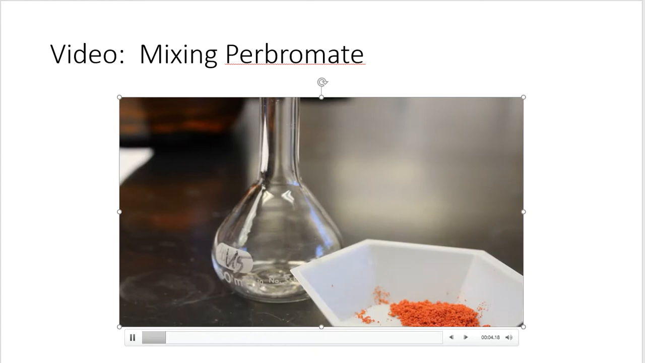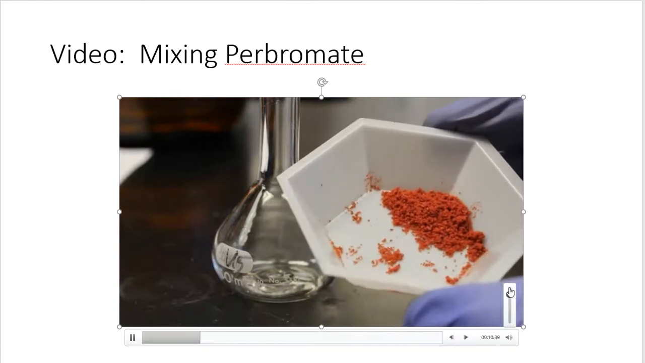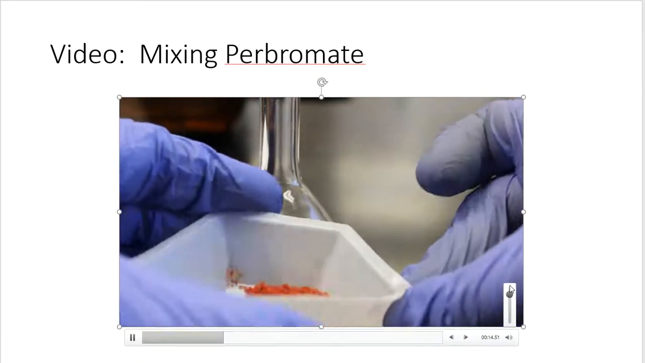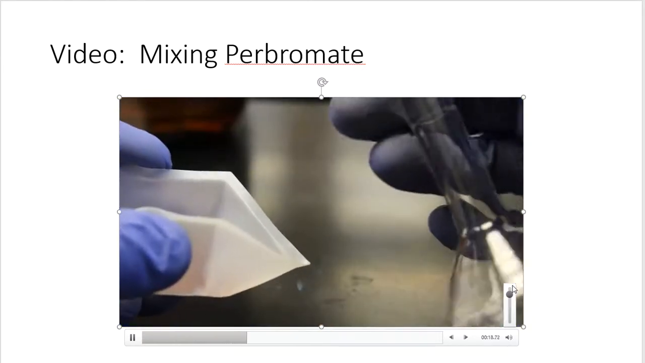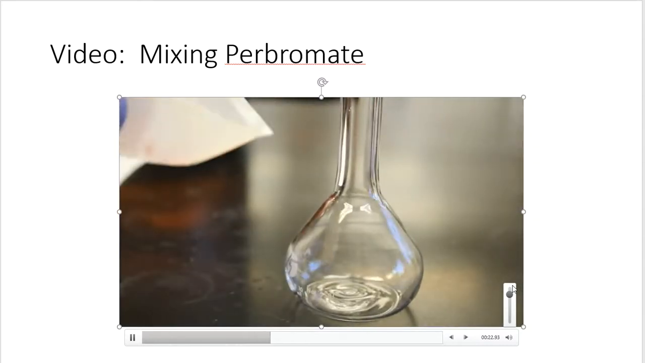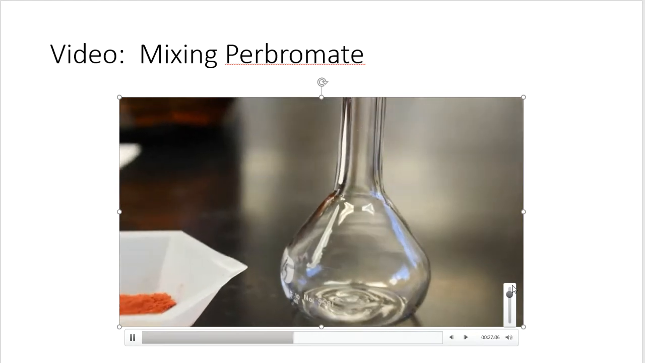So I've got the PBP here in the weighboat, and I'm just going to transfer this powder. It's a very brown, rusty, kind of reddish color. And just like before in some of the other videos that you've watched, I'm going to crease this weighboat a little bit. I've got a volumetric flask here, and I'm just going to carefully transfer it into the volumetric flask.